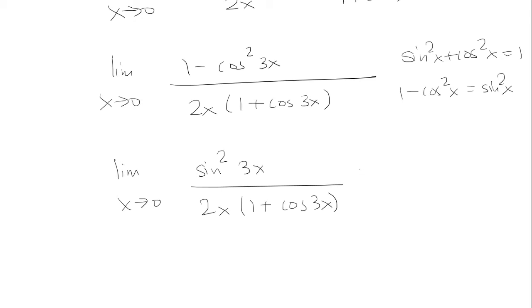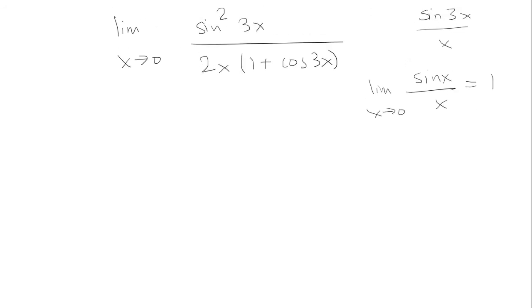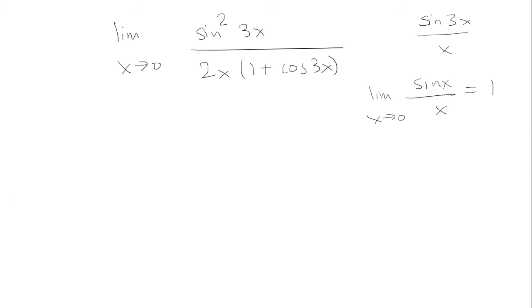So at this step, I see that I have sine of 3x over x. If I ignore the coefficients and the 1 plus cosine 3x term, this looks kind of familiar, right? If I have sine x over x as x approaches 0, that's just going to equal 1. So I would like to ideally get it into that form, but the question is, how do I do that? Okay, so it's going to take a couple steps to show.